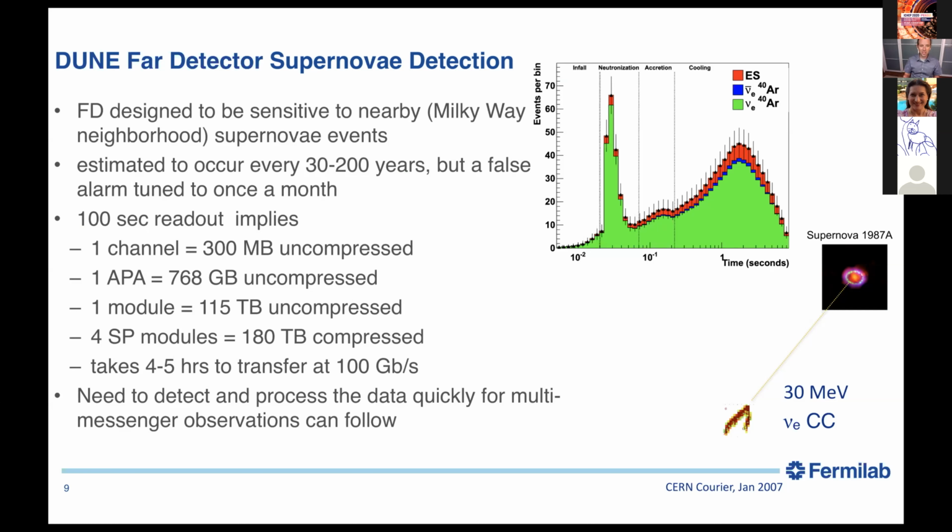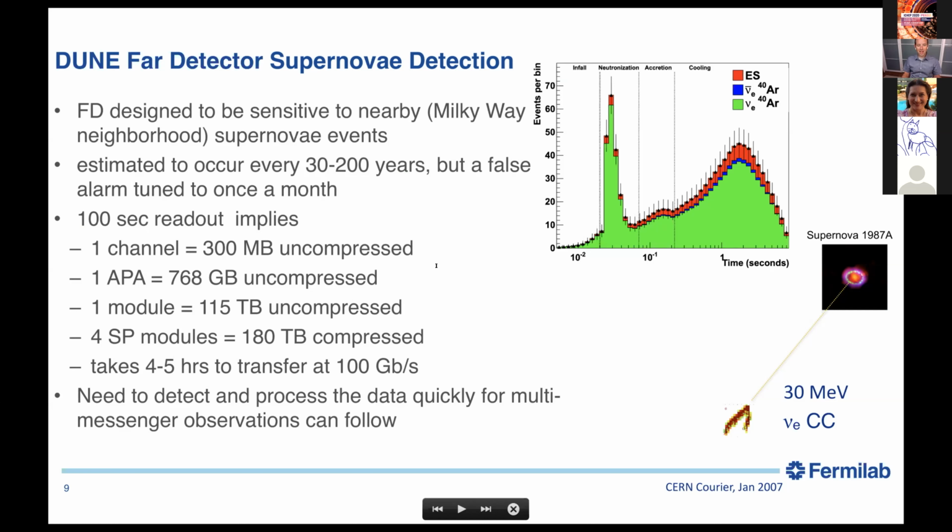Of course, what does a 100-second readout for such a large detector come to in data volume? One channel would be 300 megabytes, one APA would be 768 gigabytes, and a module 115 terabytes uncompressed. But if we take all 4 FAR detector single phase modules, we end up with about 180 terabytes compressed, using the current estimates of how much we can zero suppress and compress our data.